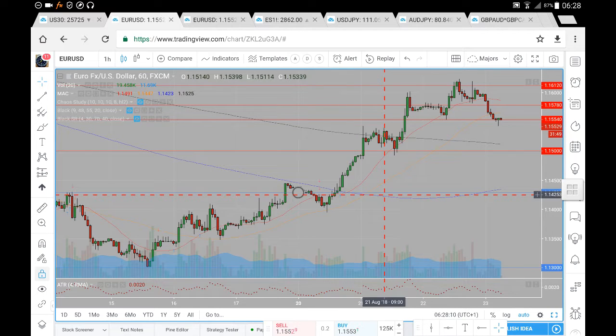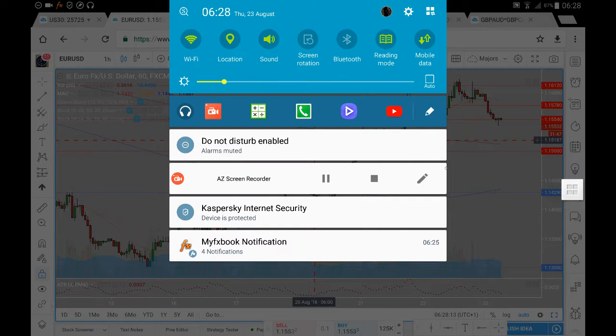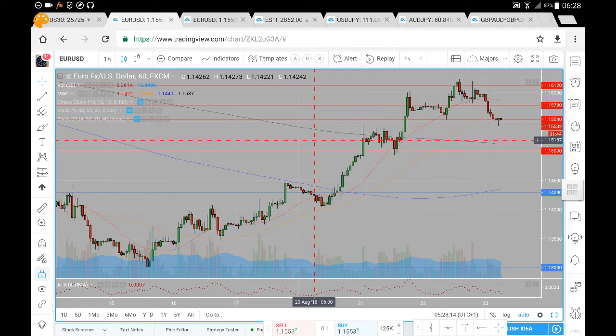So this is Euro dollar analysis for Thursday, the 23rd of August. Now, let's just have a look at prices, where prices may likely go.